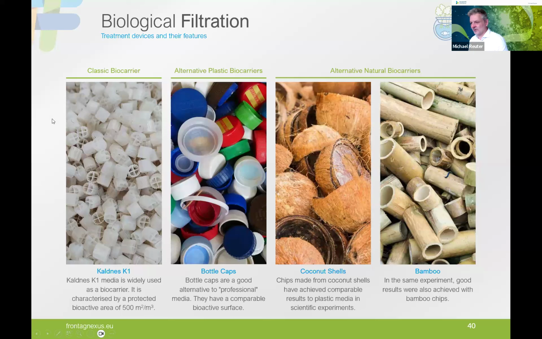And that's why I also want to mention alternative natural biocarriers, where we see in literature that they are almost as good in filter capacity as the plastic biocarriers. Two very good examples are coconut shells that we would cut into round-shaped pellets, or bamboo that we would probably cut into rings, that both have very good characteristics with respect to biological activity of the filter.